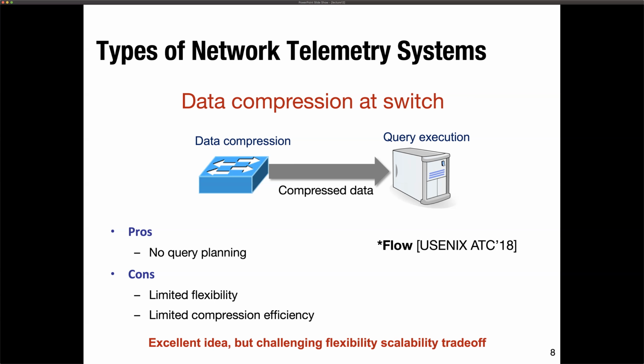So I hope with this background, you were able to contextualize the entire spectrum of network telemetry systems, different design choices that people have made in the past, and how you reason about which approach is better than the other, and across what dimensions.